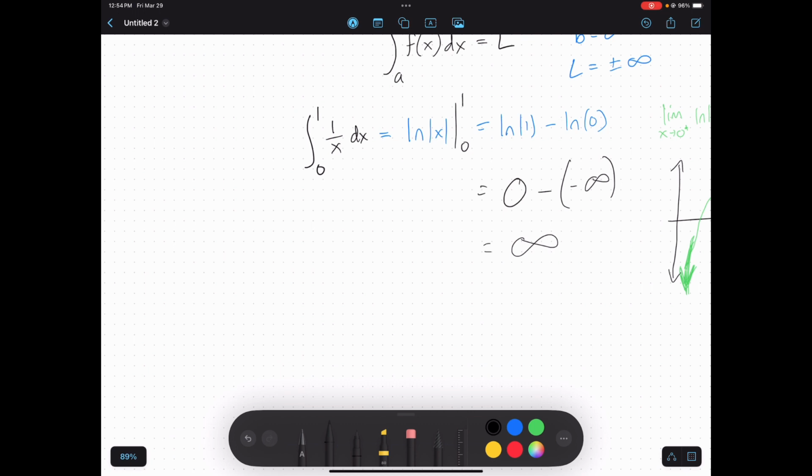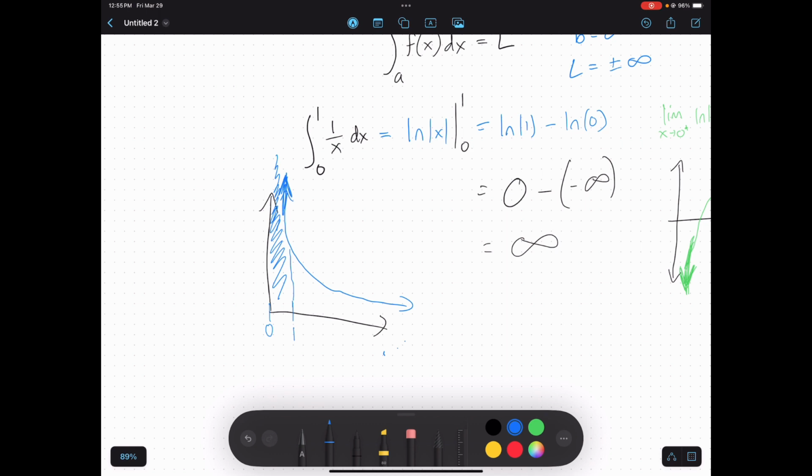Why is that? Well, if you actually graph 1 over x, the graph of 1 over x looks like this. There's an asymptote at 0. It has a vertical asymptote, which means this graph is going straight up to infinity. And if I try and integrate this area under the curve from 0 to 1, I'm going to get an infinite area because that just goes up to infinity. And that's what makes this improper.